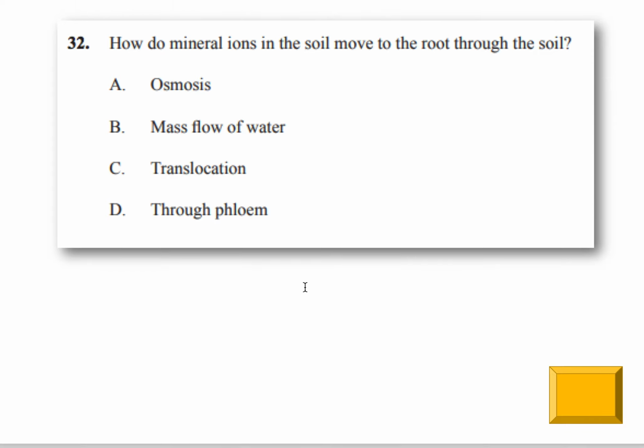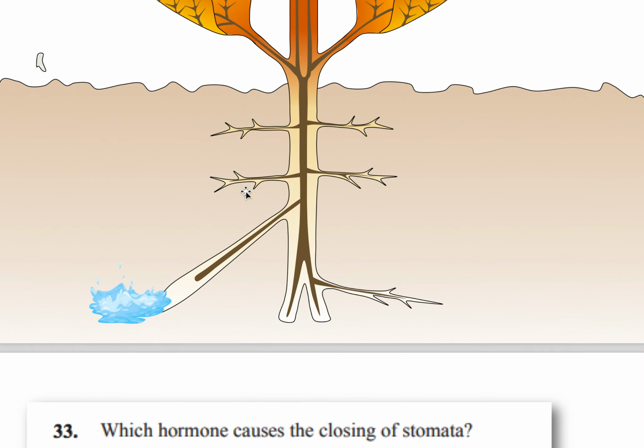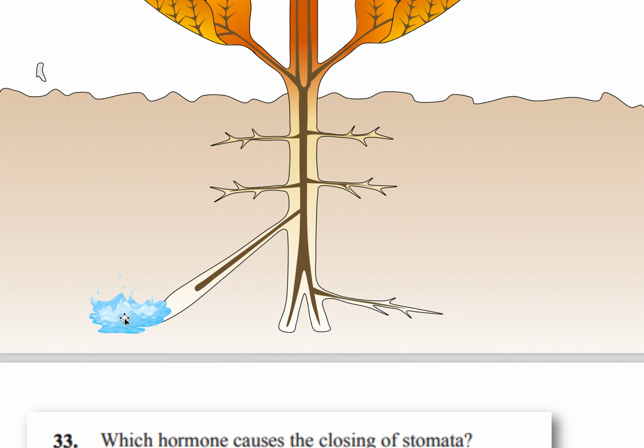Okay, so next, how do mineral ions in the soil move to the root through the soil? So if we can pretend we have water in the soil, right? There's always some water in the soil, but along with that water, there are some minerals, okay? There's not just water. So we know water moves into the roots through osmosis, right?